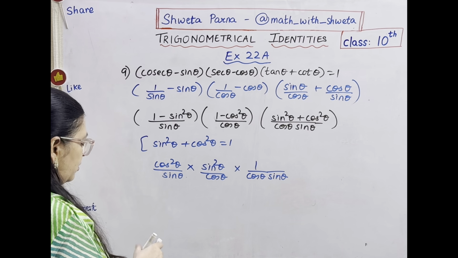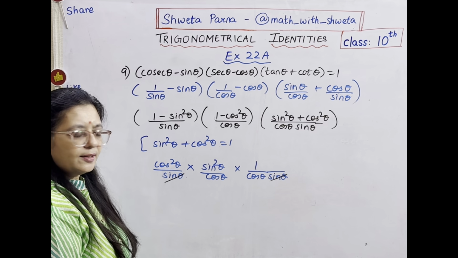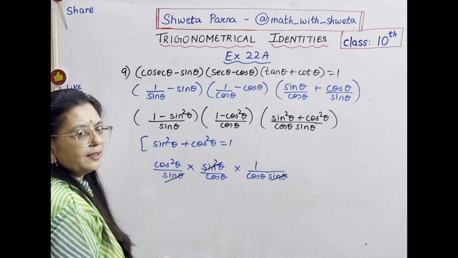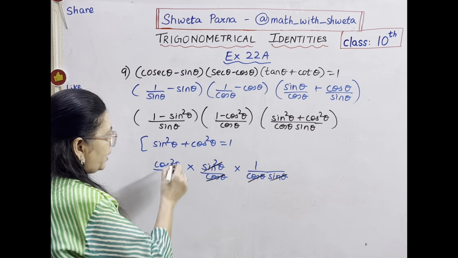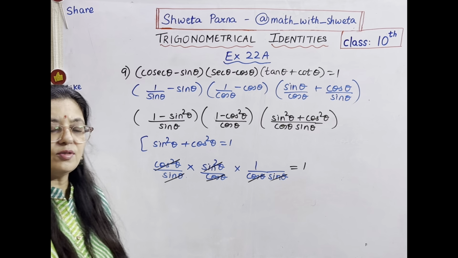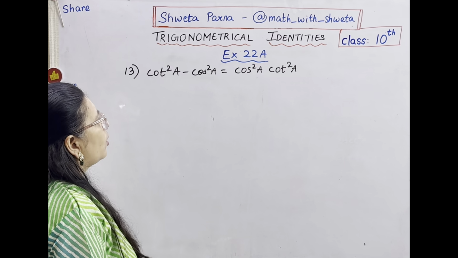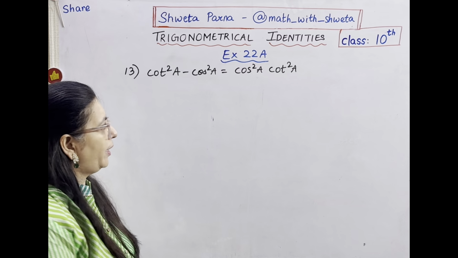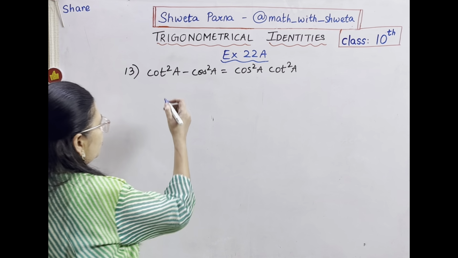Okay. Now children, sin theta into sin theta is sin square theta. So this gets cancelled. Cos theta into cos theta is cos square theta. So this gets cancelled. So what is the answer? The answer is 1, which is the right hand side. Let's do question number 13. Cot square A minus cos square A is equal to cos square A into cot square A. So let's do the left hand side.